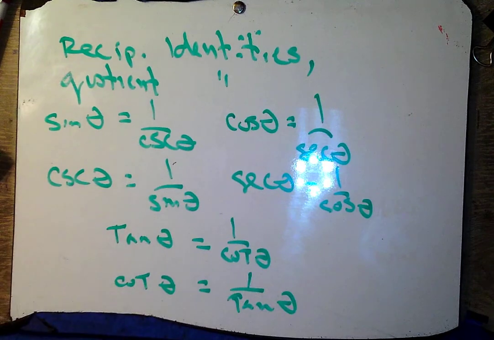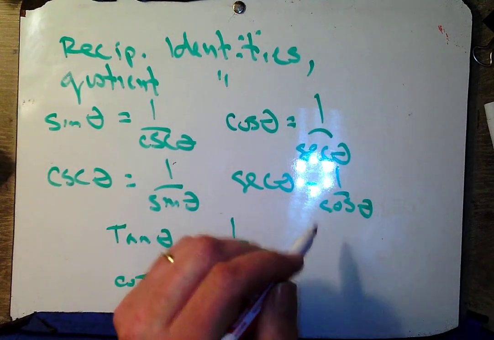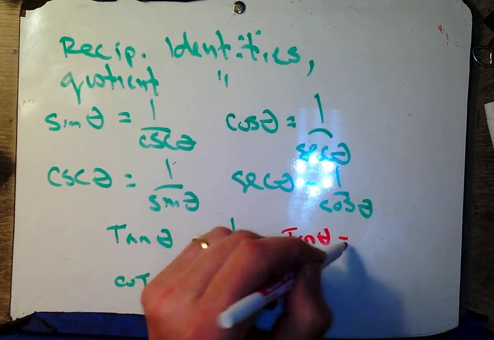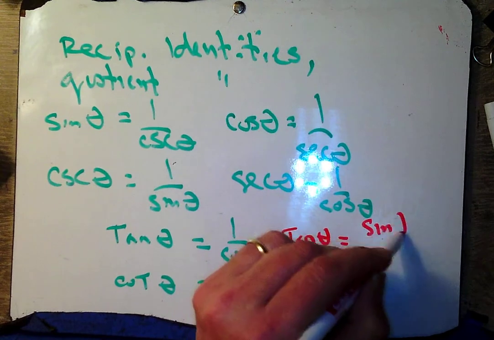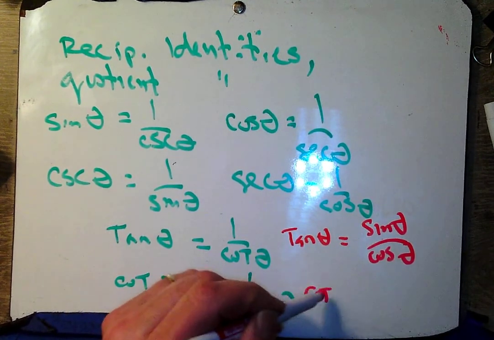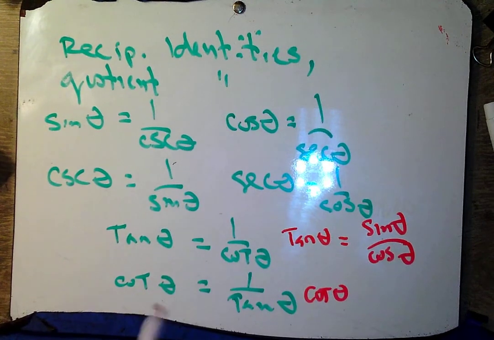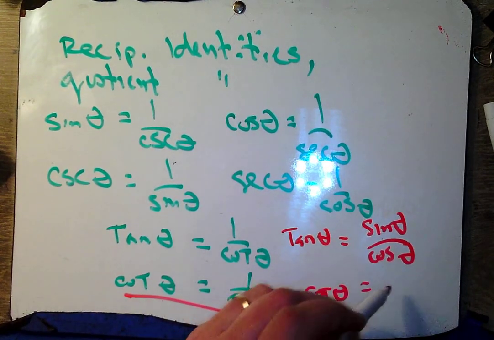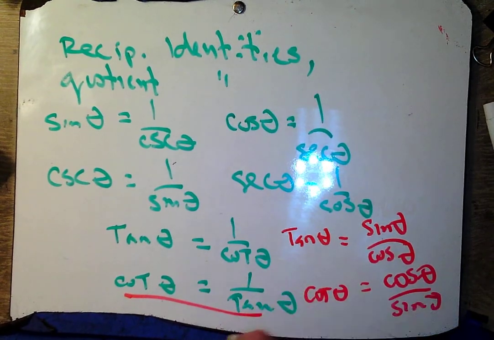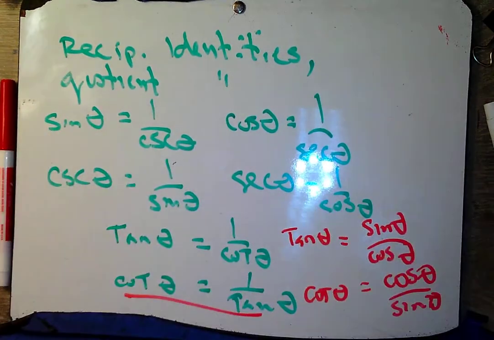So those are the reciprocals. What about the quotient ones? I said there were 2 of those. Yep. One of them is that tangent could be written as sine over cosine. And cotangent is the reciprocal of tangent, see? So we can write cosine theta over sine theta. All right, so gotta know, gotta know, gotta know.